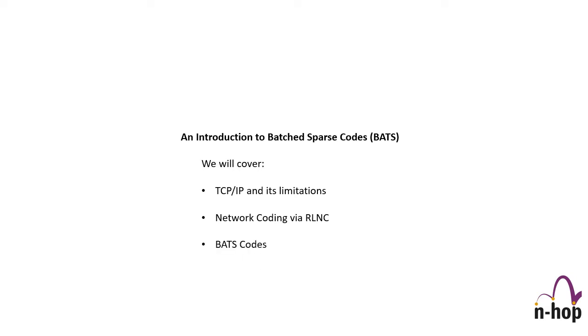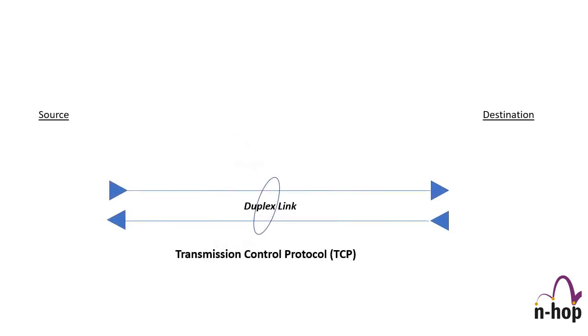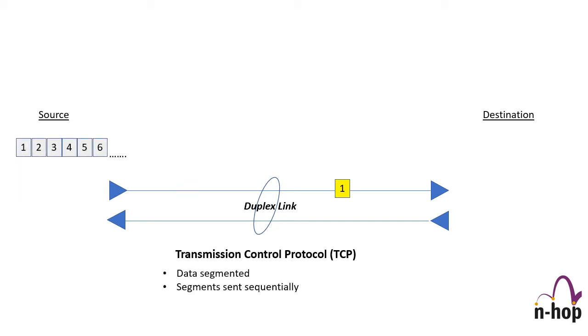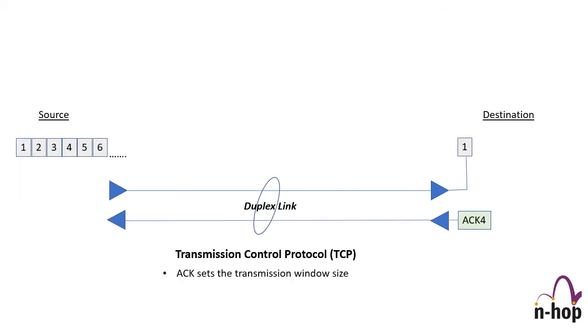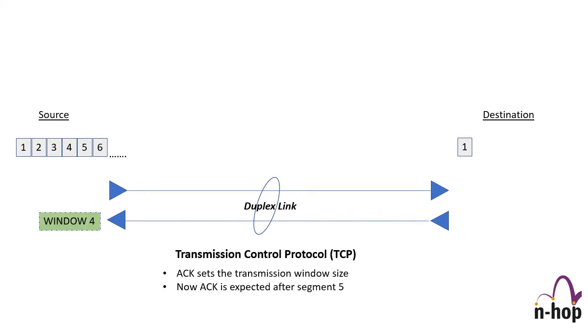Let's begin with an overview of how TCP works over a single link. TCP accepts a data stream from the source and divides it into segments. Each segment is sent in turn, and an ACK message is sent back when the segment is received. This ACK message sets a window size, which in this case allows the source to send 4 segments in a row without receiving an ACK for each individual segment.